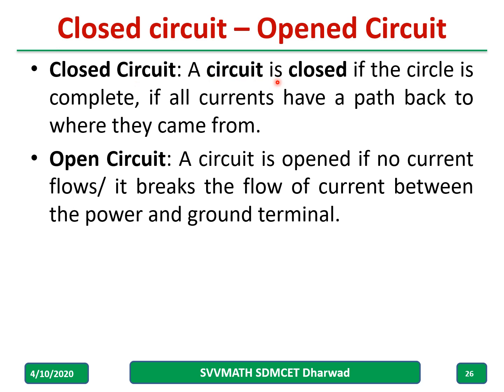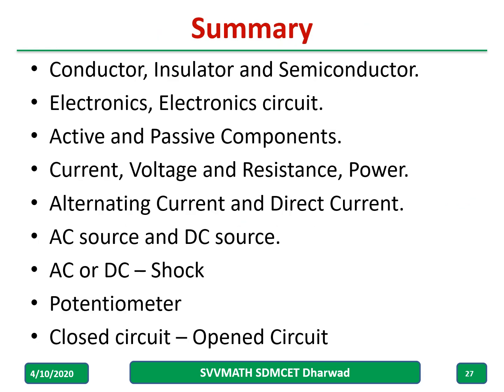A circuit is closed if the circle is complete, if all currents have a path back to where they came from. An open circuit is open if no current flows. It breaks the flow of current between the power and the ground terminal. The summary, whatever we have discussed so far.